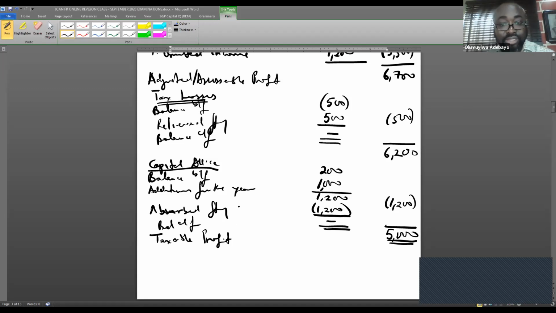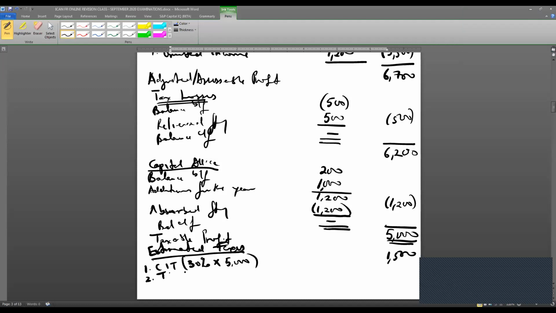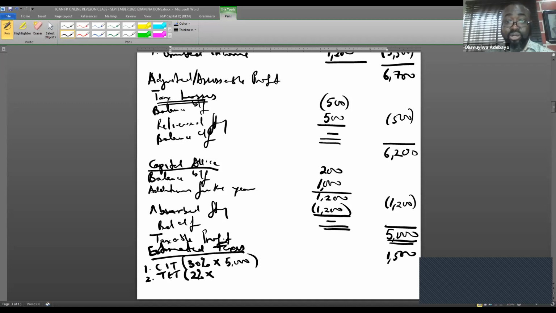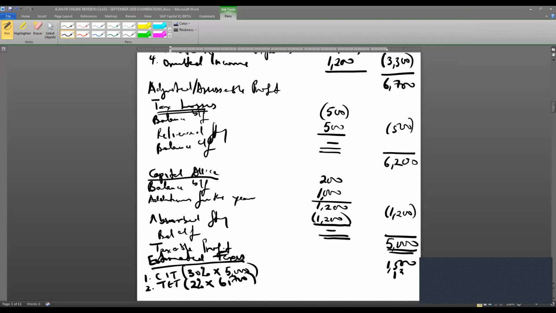Okay. Now, given that this is my taxable profit, my estimated taxes for that year will be as follows. 1, my CIT, given the rate of 30% on 5,000, that should give me 1,500. 2, tertiary education tax. 2% of, if you remember, what's our assessable profit? 6,700. 2% of that is 134.